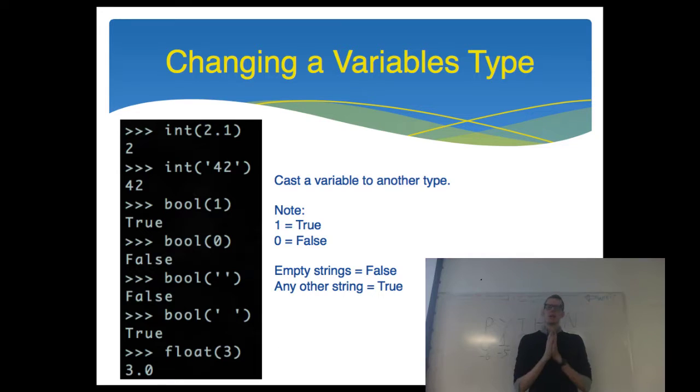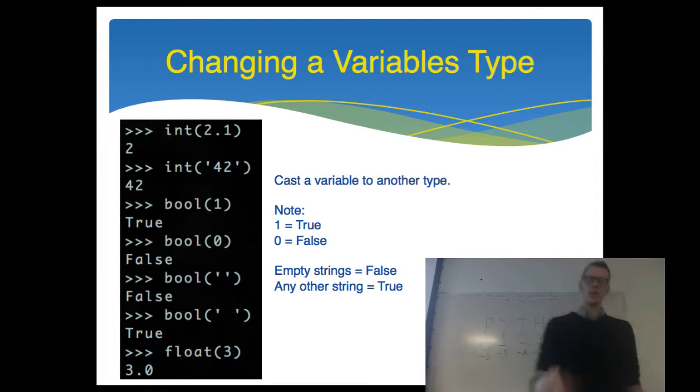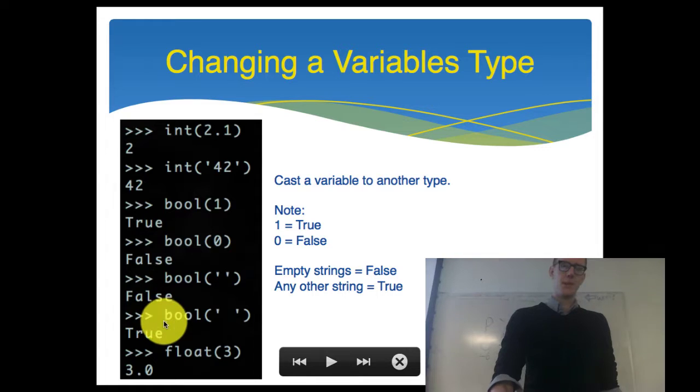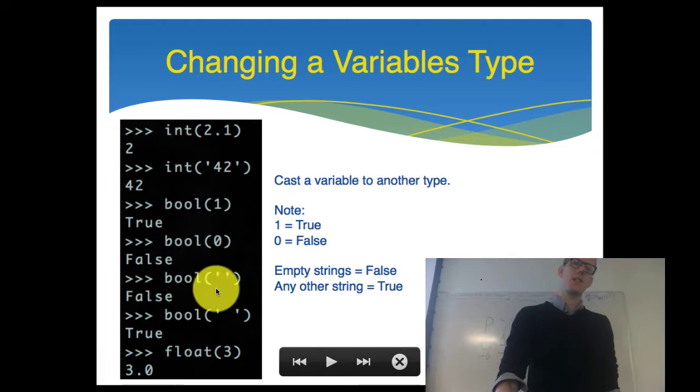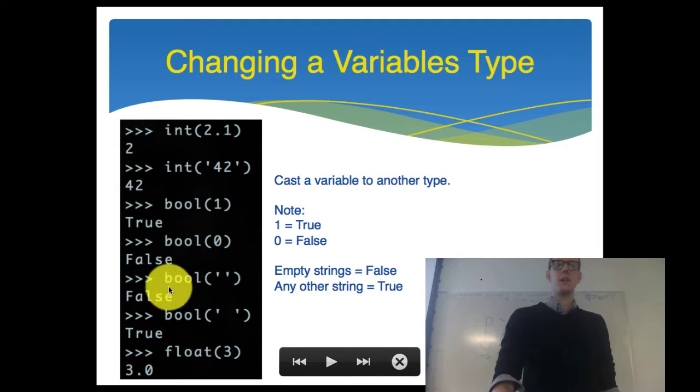If you convert a string with anything in it to a Boolean, it's true. If the string contains nothing, it's false. So a string with anything in it, including just a space, is going to be true, which is what this example is. I'm converting this string that just contains a space to a true or false value, and I'm getting true back. Whereas when I convert this string that doesn't contain anything, not even a space, to a Boolean, I get a false back.